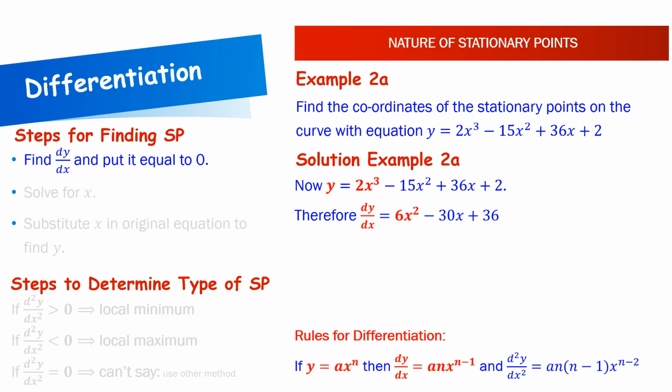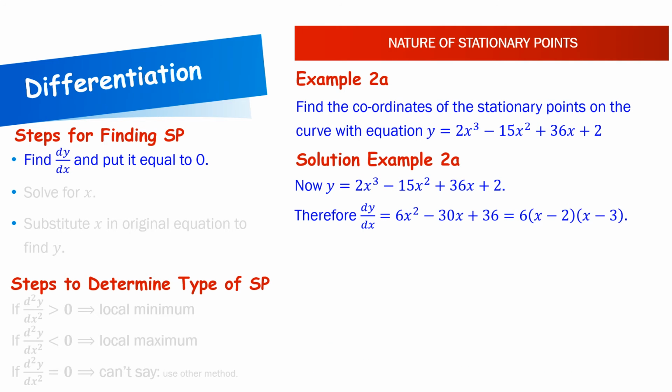So applying the rule for differentiation gives us dy/dx equals 6x squared minus 30x plus 36. And factorising gives us dy/dx equals 6 times (x minus 2) times (x minus 3). If we put dy/dx equal to 0, we have that either x equals 2 or x equals 3.